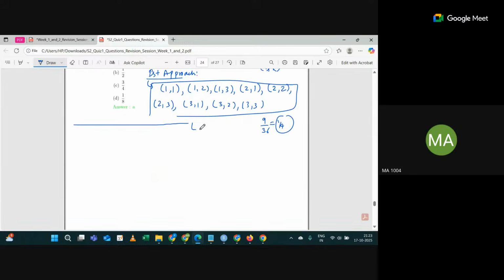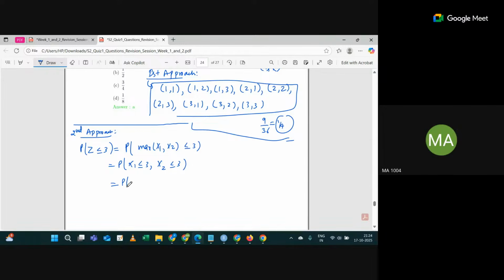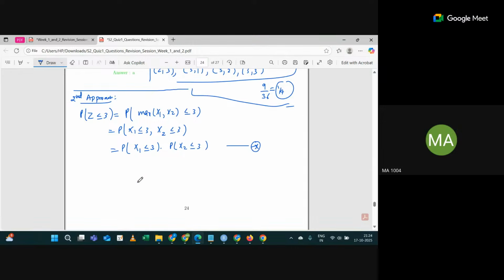Now let's go with the standard approach which I told you. Here it happens to work out, so it's fortunate for us. What is the second approach, the usual one? How will you start? Probability z is less than or equal to 3 means probability maximum of x1, x2 is less than or equal to 3. So tell me the next step. x1 is less than or equal to 3 and x2 is less than or equal to 3. Now, by independence, probability x1 is less than or equal to 3 times probability x2 is less than or equal to 3. Let's call this equation star, because we don't know the probability of x1 less than or equal to 3. How will you calculate?